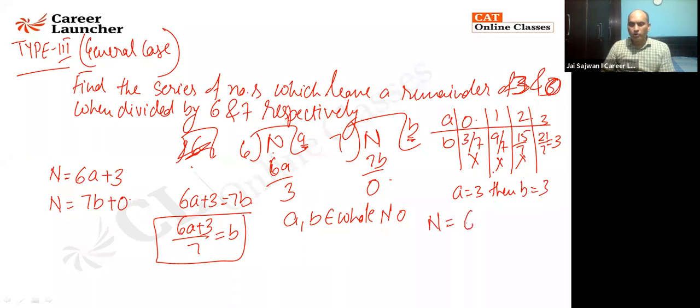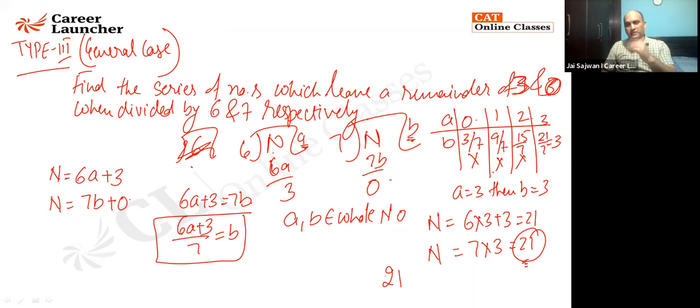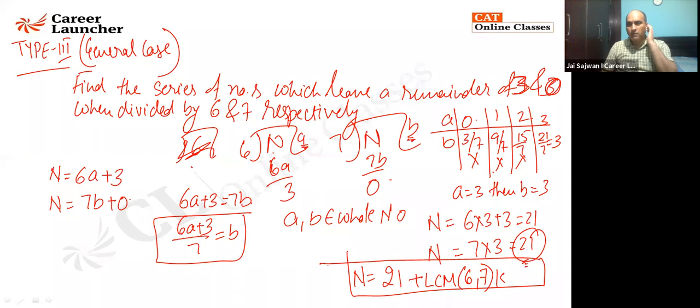So my number will come out to be 6 3s are 18 plus 3 is 21, the first number. My second case is 7 3s are 21. So the common number which is coming here is 21. So 21 is the first number which satisfies this criteria. Fine. So 21 when divided by 7 leaves a remainder of 0, and when divided by 6 leaves a remainder of 3. Plus I will add the numbers which are multiples of 6 and 7. So my number n comes out to be 21 plus a multiple of the LCM of 6 and 7.